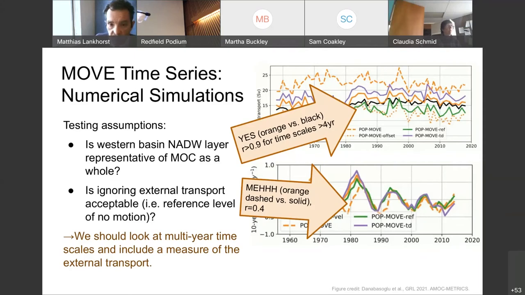For the second question, we can look at the lower panel. Is it okay to ignore that reference level? And that is unfortunately not so great. You have to look at the orange lines. There's a dashed one and a solid one. Compare those two. They're correlated with something like 0.4. Better than nothing, but it's not as good as we want it to be, right? That takes me to the conclusion on the lower left there. We should be looking only at multi-year timescales in MOVE, and we should include a measure of the external transport.